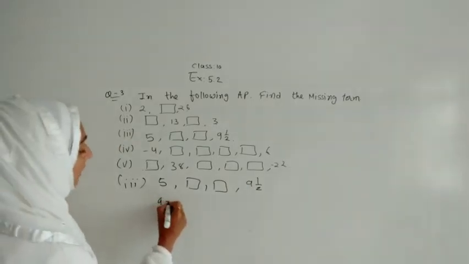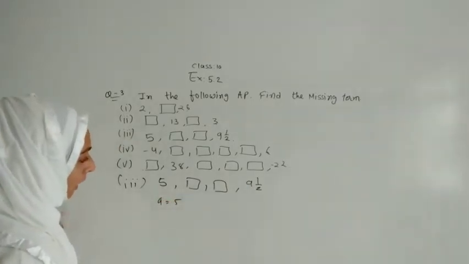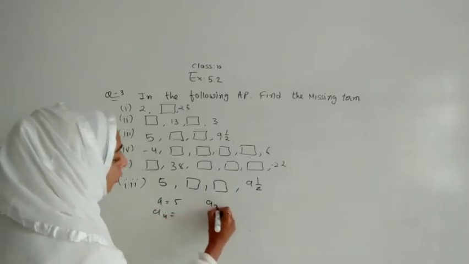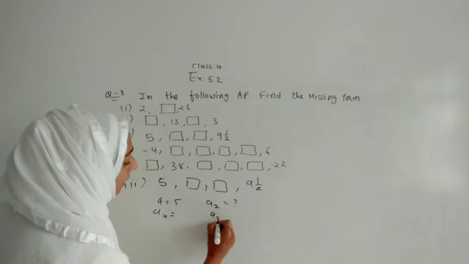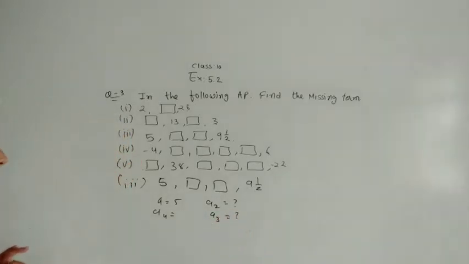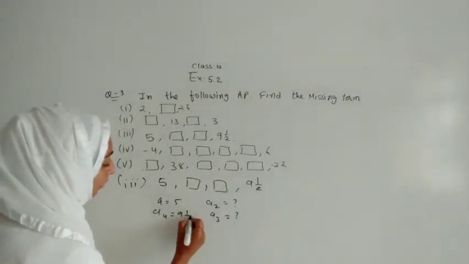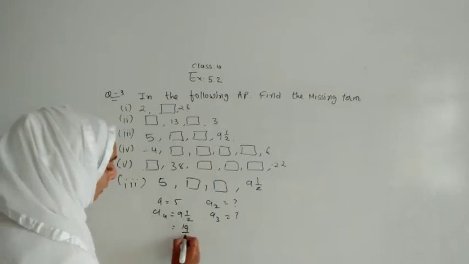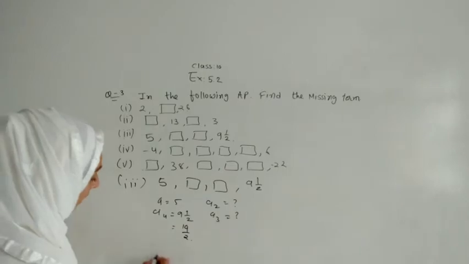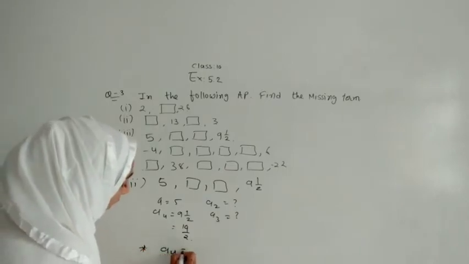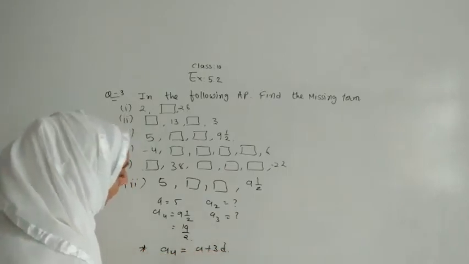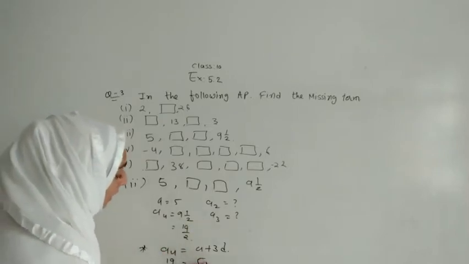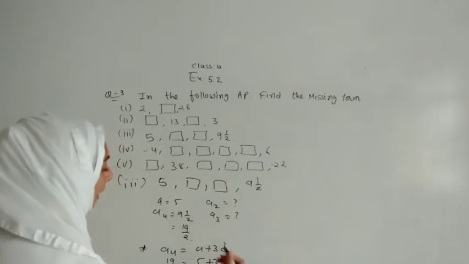So here A is given as 5, D we are not knowing, but we know the last term A4, because A2 is question mark and A3 is question mark. These both things we have to find. A4 is given as 9, 1 integer 2, 9 2s are 18 plus 1, 19 by 2 given. So let us write. Let me start with A4 only. A4 is equals to A plus 3D. On the place of A4 I will write 19 by 2. A is given as 5, and from that we will find that D.